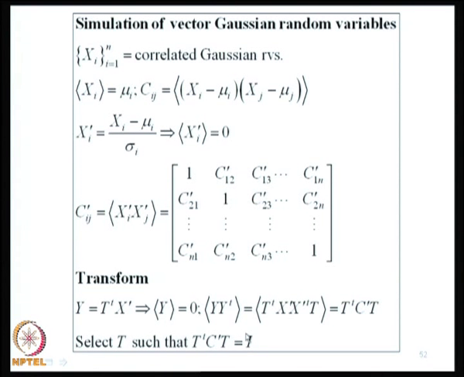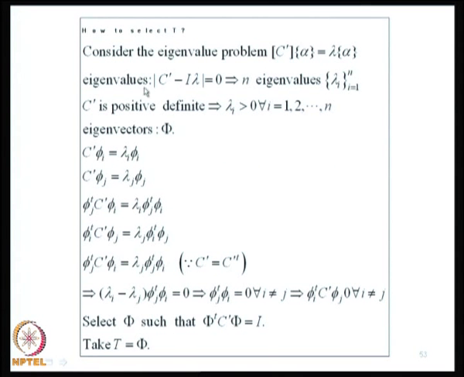We study the eigenvalues of C' matrix. So, we consider the eigenvalue problem C' alpha equal to lambda alpha, and we solve for the n eigenvalues by solving this characteristic equation, and corresponding to each one of that we get an eigenvector, and since C' is positive definite, lambda_i will be positive, and these eigenvectors are assembled into a single square matrix, and we have seen in discussion on vibration problems that these eigenvectors have orthogonality property, and we can show that phi_i transpose phi_j equal to 0 for i not equal to j, and phi_i transpose C' phi_j equal to 0 for i not equal to j.